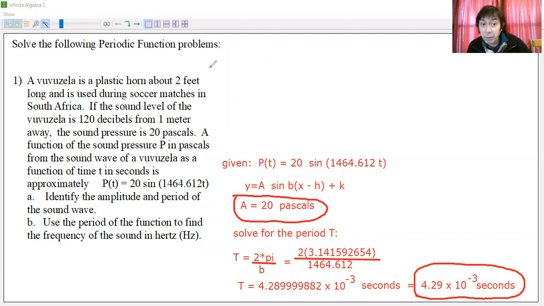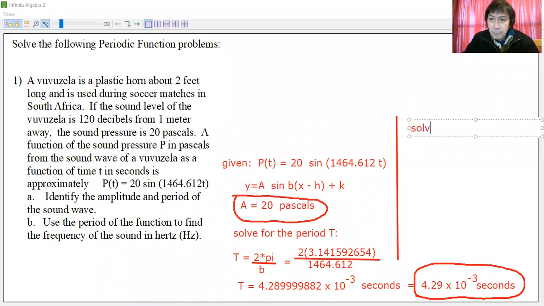For letter B, use the period of the function to find the frequency. Actually, the frequency is the reciprocal of the period. So if we set our formula, okay, we shall do it over here. Solve for frequency f. The formula is f is equal to 1 over T, 1 divided by the period.